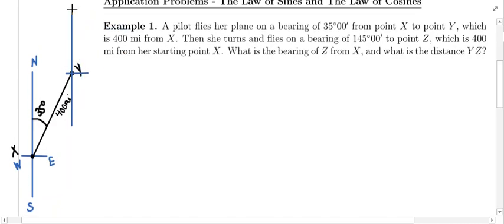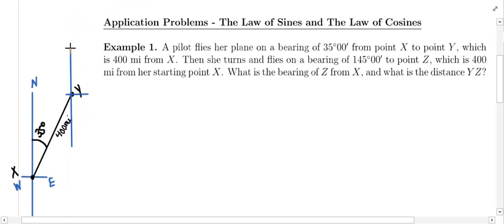Again, this is just a single angle that is being given. The bearing will be relative to due north. So I've got north, south, west, and east again.